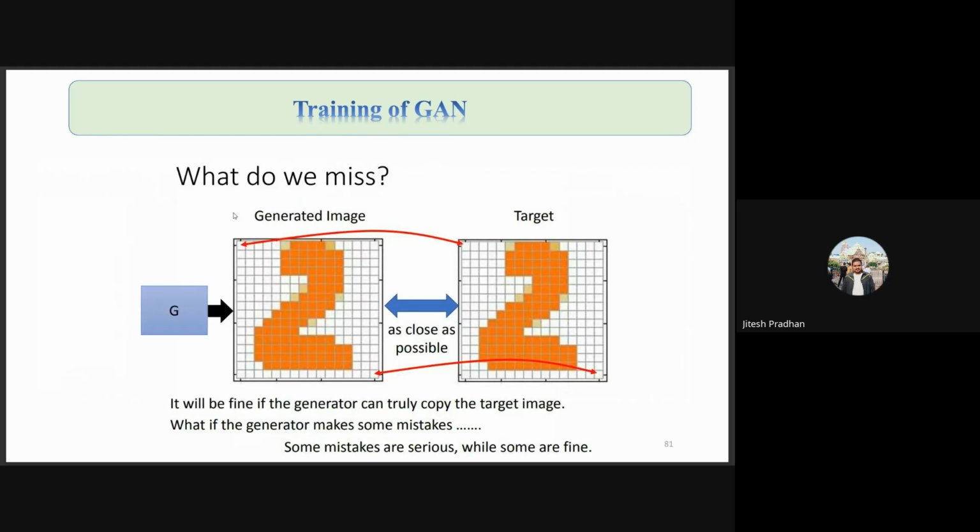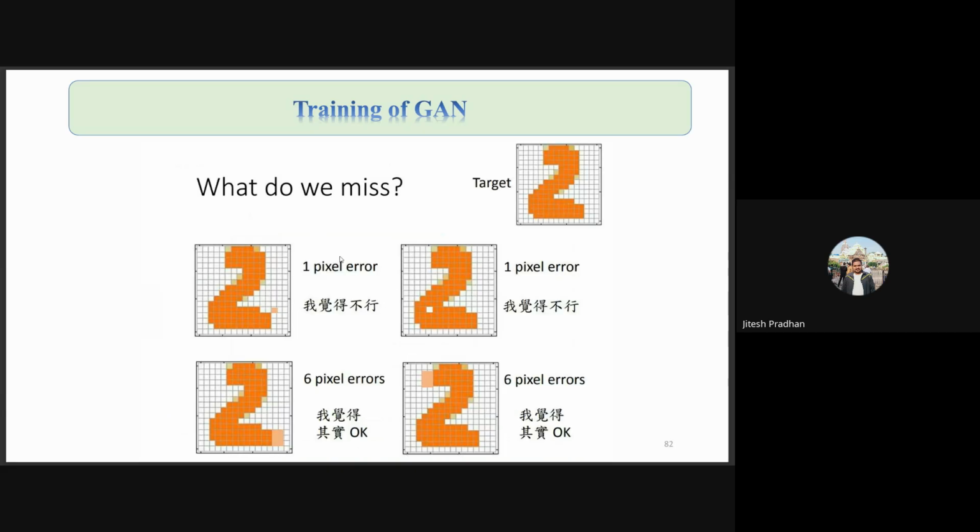Now look at how the discriminator discriminates. The generator generated a tuna, and this is the target. If we simply look, both look exactly the same. But let's see what we miss. In this case, there is a 1 pixel error. Look at here, 1 pixel, and look at here.